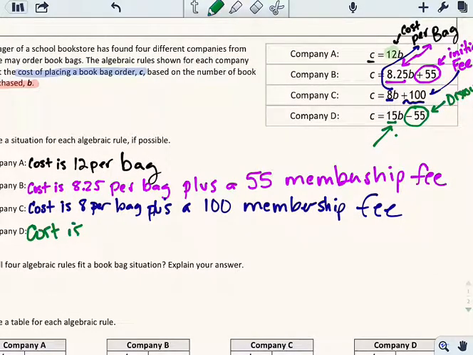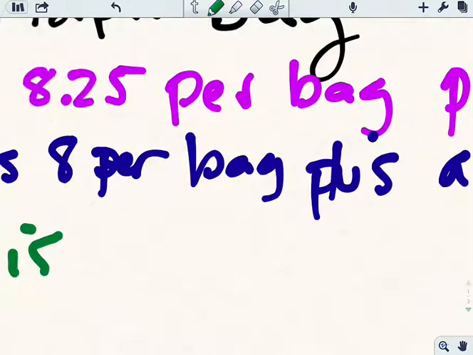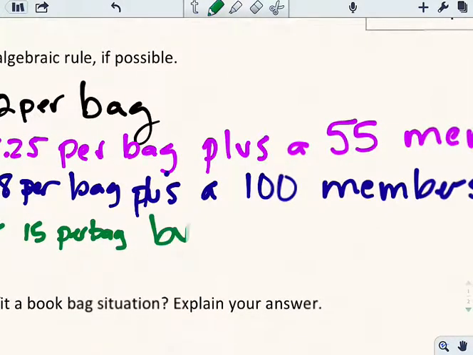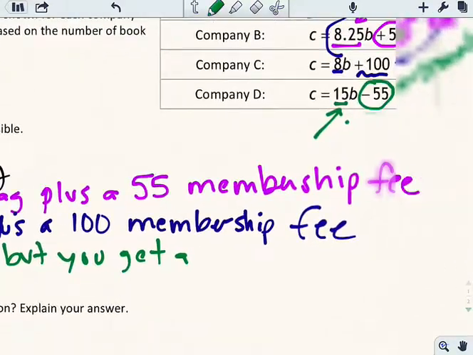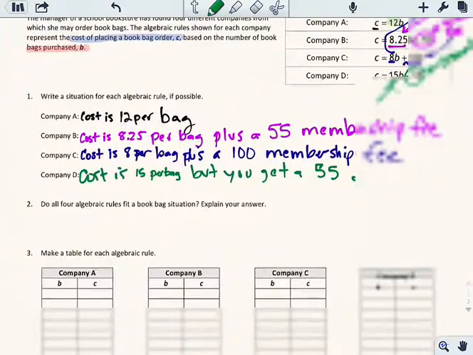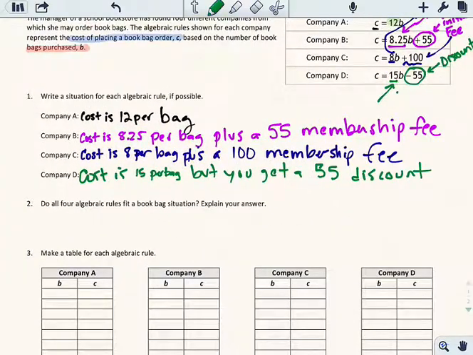So let's see. The cost is, let me zoom in so I can write a little more clearly. The cost is 15 per bag. But you get a, well, how much? $55 discount. Okay, so it's not like one of those percentage discounts per item. This is like a general one at the end. You just get $55 off your ticket kind of thing.